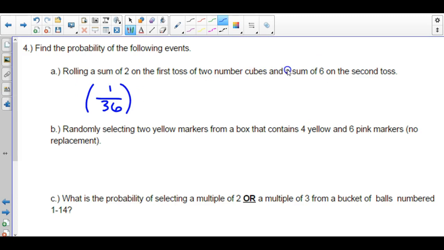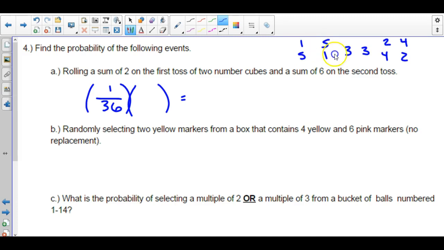But I'm also saying that on the second roll, I'm going to roll a sum of 6. So I need to multiply my 2 events together, and I need to look at how many ways we can roll a 6. Well, I can roll a 1 on my first roll and 5 on the second. I could roll a 5 on the first and a 1 on the second. I could roll a 3 on the first and a 3 on the second, which is the same thing if I flip-flop those. I could do a 2 on my first toss and a 4 on my second, or I could do a 4 here and a 2 here.